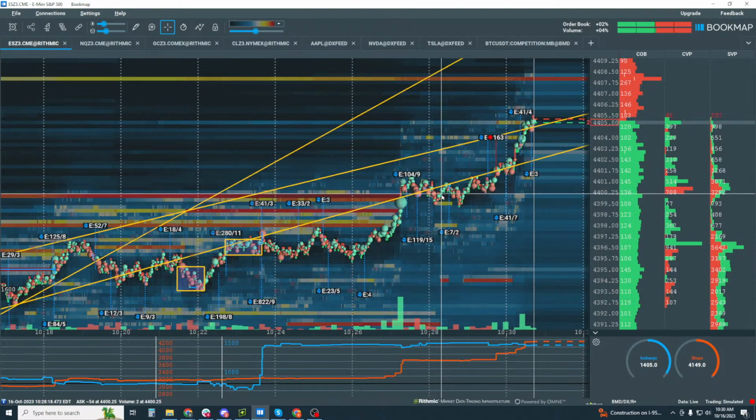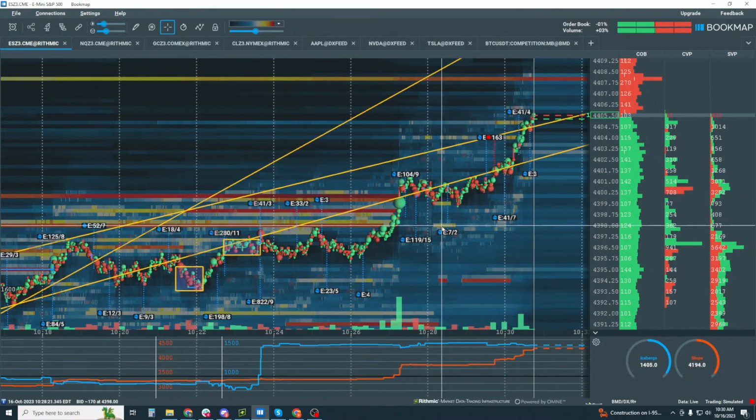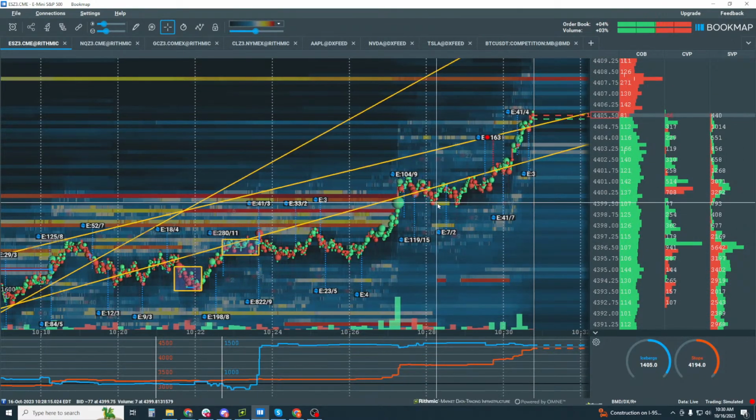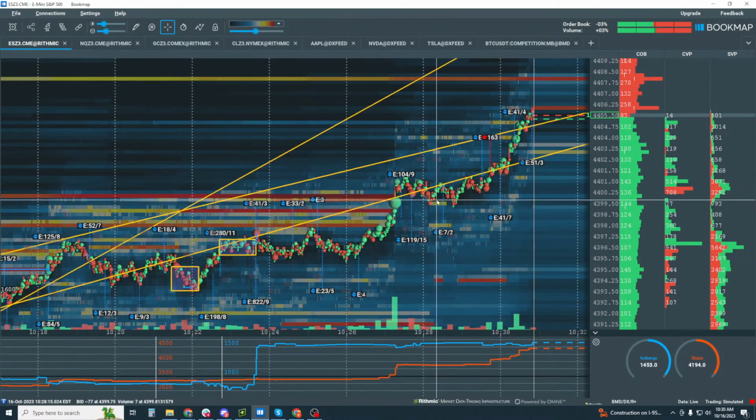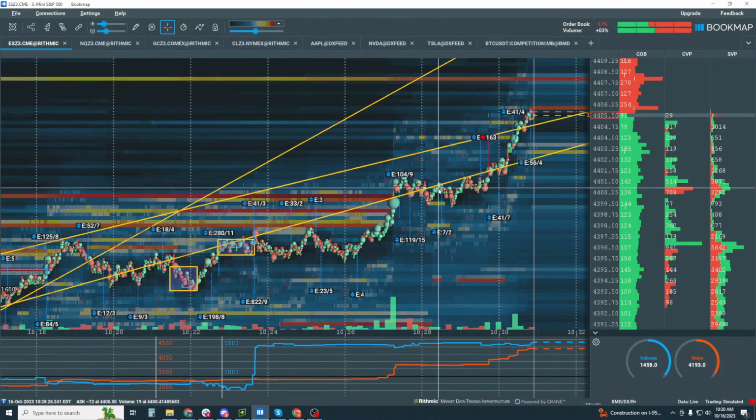Okay, this was actually the best part right here. We have the order book skew higher, and then more demand on the bid at these higher levels, and we start to see the buyers come in here.